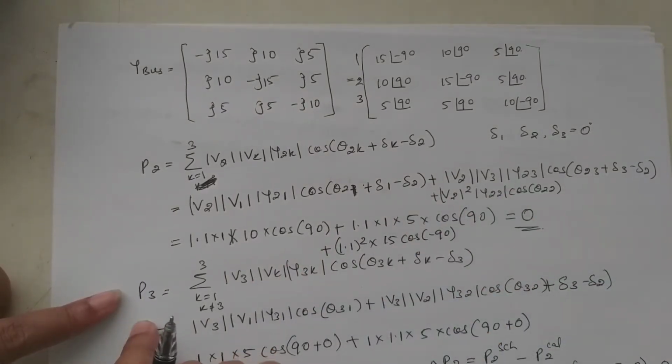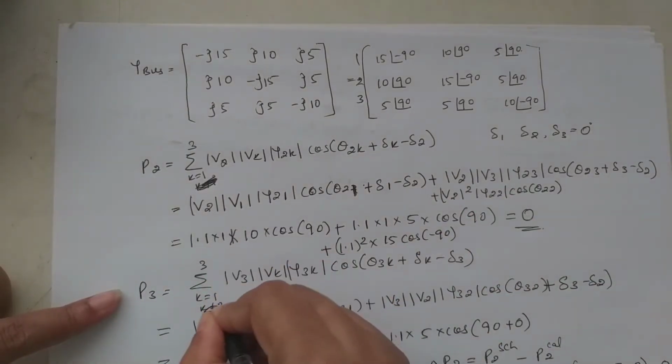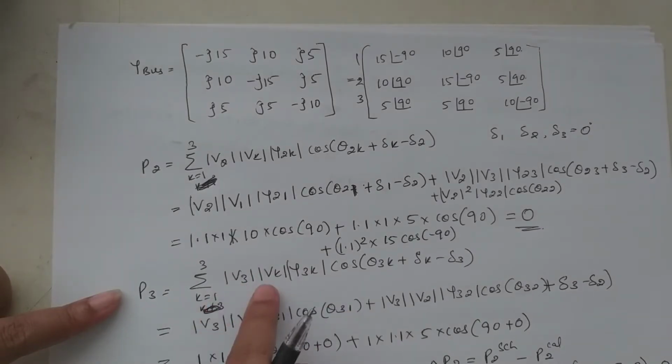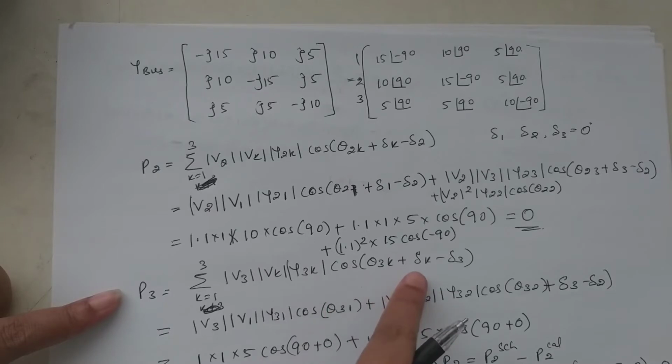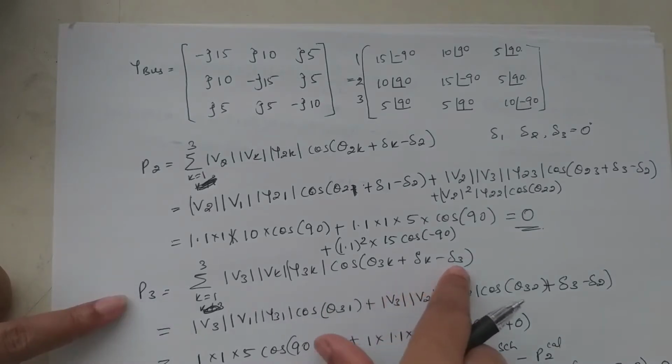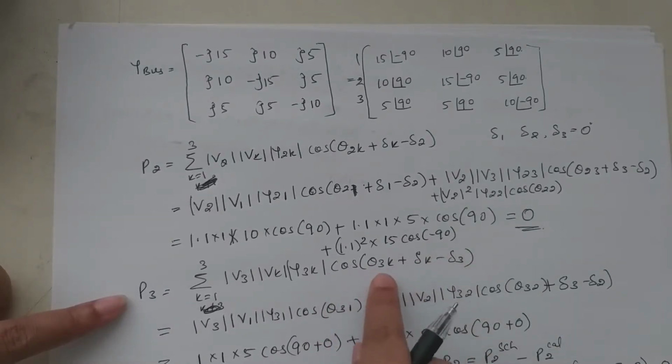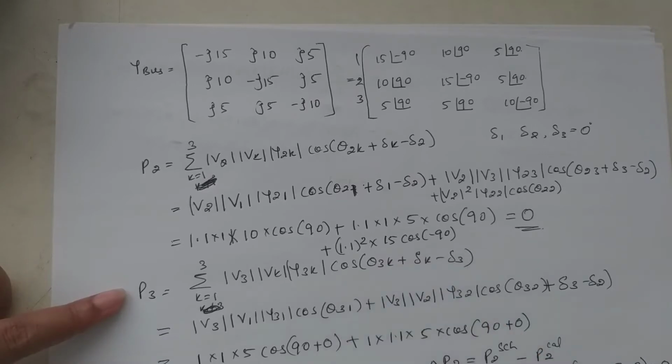Similarly, P3 is calculated using this formula: the summation of V3 Vk Y3k cos(theta 3k plus delta k minus delta 3). Here also we get the cos 90 term, which is equal to 0. So the answer we get is 0.